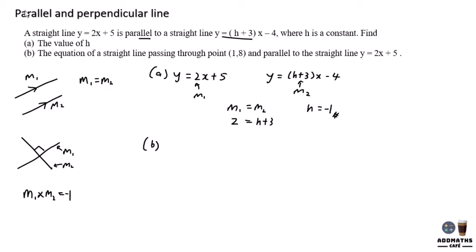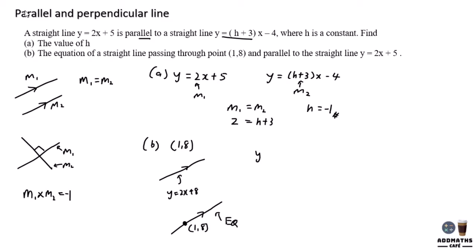B. To find the equation of the straight line passing through (1, 8), which is parallel to this straight line. So let's say this is a gradient, y equal to 2x plus 8. You have a straight line that is parallel, the same parallel means that they have the same gradient, and passes through this point, which is (1, 8). So you are required to find this equation now.